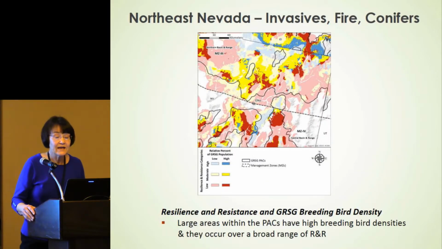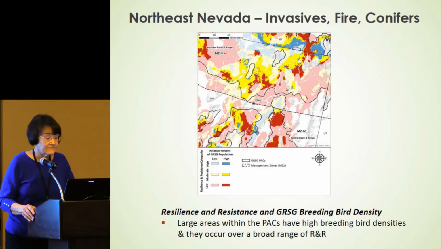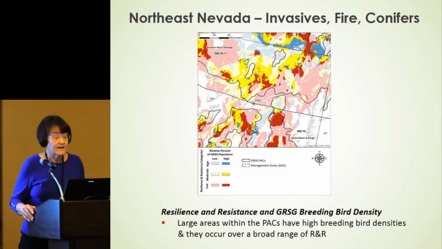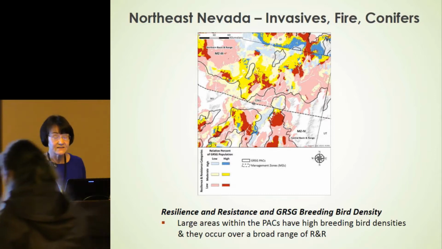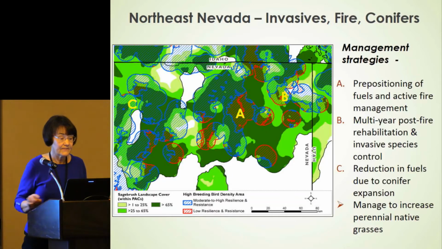Now, when we overlay resilience and resistance with the greater sage-grouse breeding bird density, what we see is that large areas within the packs have high breeding bird densities, and they occur over a broad range of resilience and resistance. And as a reminder, those red areas are low resilience and resistance with high breeding bird densities. The darker blue are essentially high resilience and resistance with high breeding bird densities.